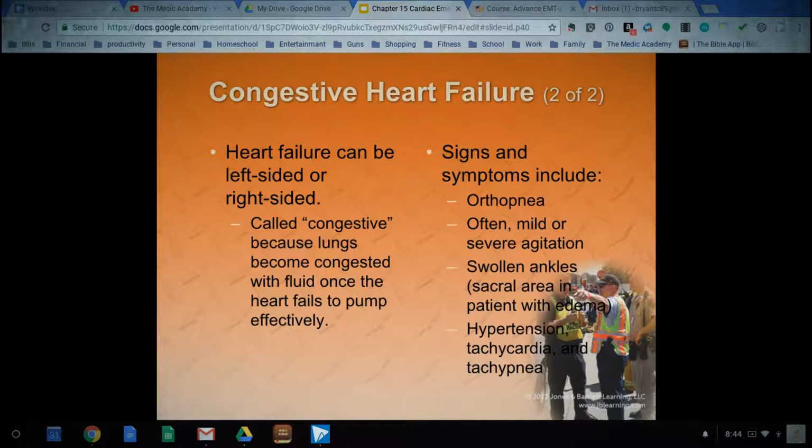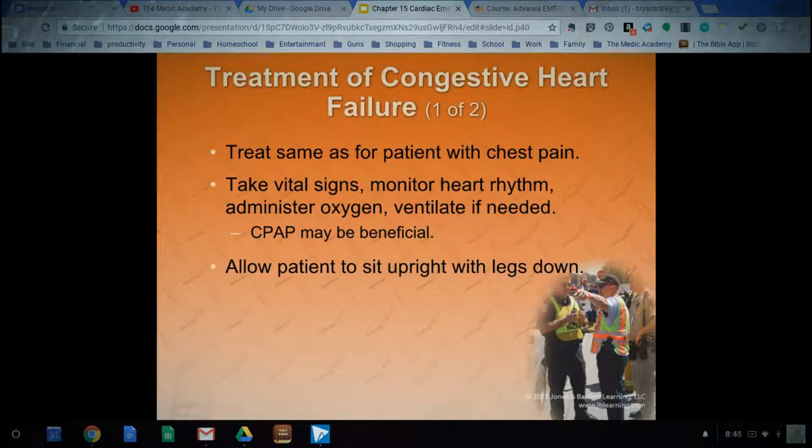Swollen ankles, or pedal edema. Sacral area can be swollen and have edema. It's called sacral edema. Hypertension, tachycardia, as well as tachypnea can be seen as well. Treatment for these patients is the same as for a patient with chest pain, especially if they're having chest pain. Take vital signs. You want to put them on the monitor, monitor their heart rhythm. It goes further than that, we're going to get a 12 lead or EKG of this patient.